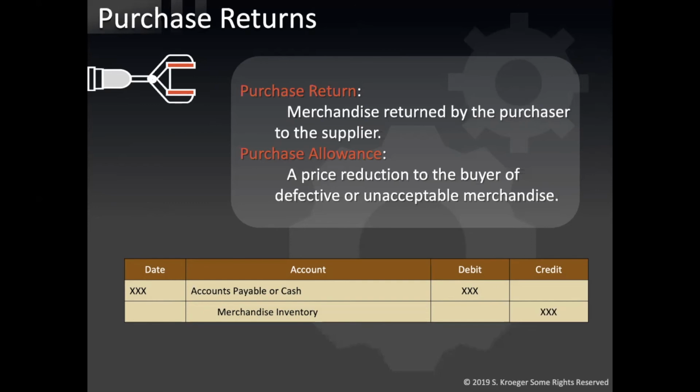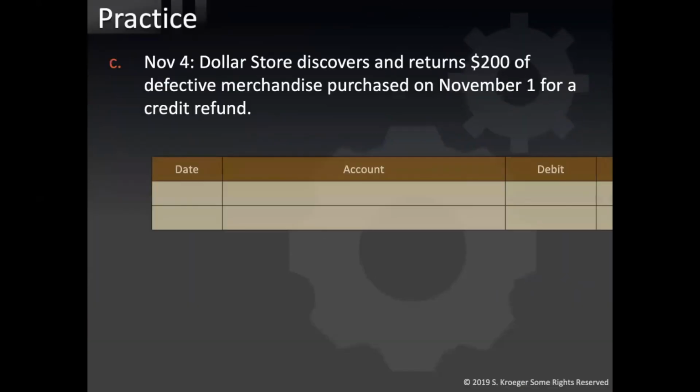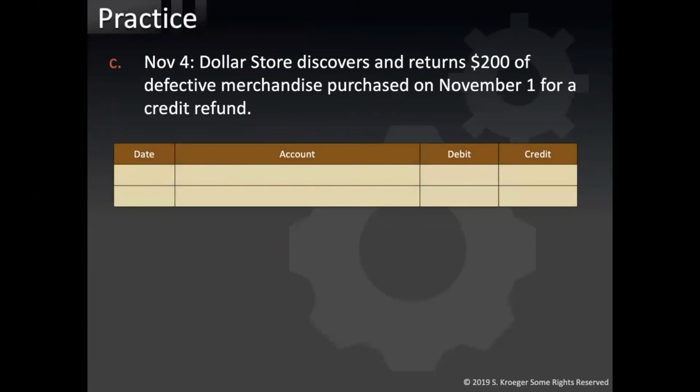Let's practice this. For part C, on November 4th, the dollar store discovers and returns $200 of defective merchandise purchased on November 1st for a credit refund. Following the journal entry on the prior slide, what are the account names? Our debt has been reduced by $200, and now we have $200 less of inventory on hand. How much do we owe at this point?